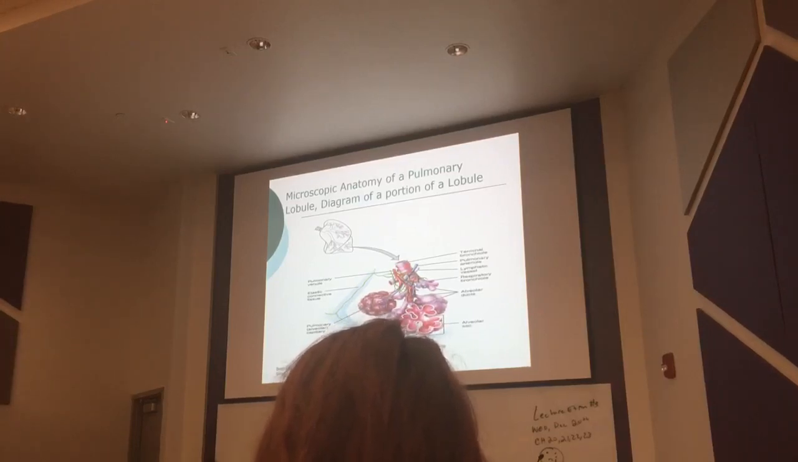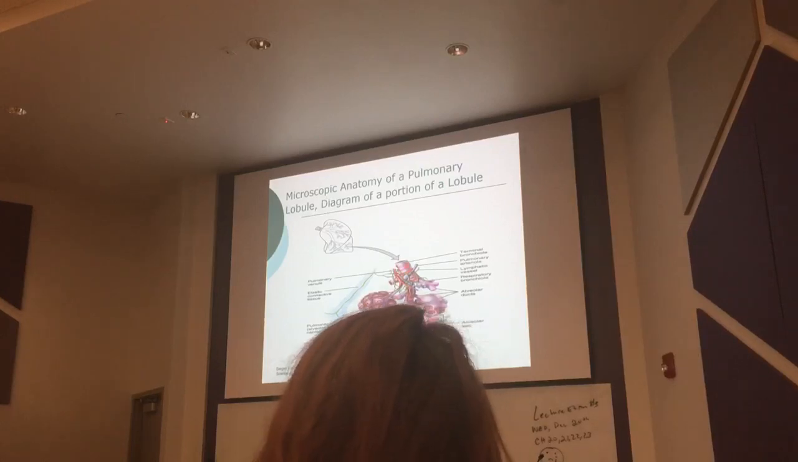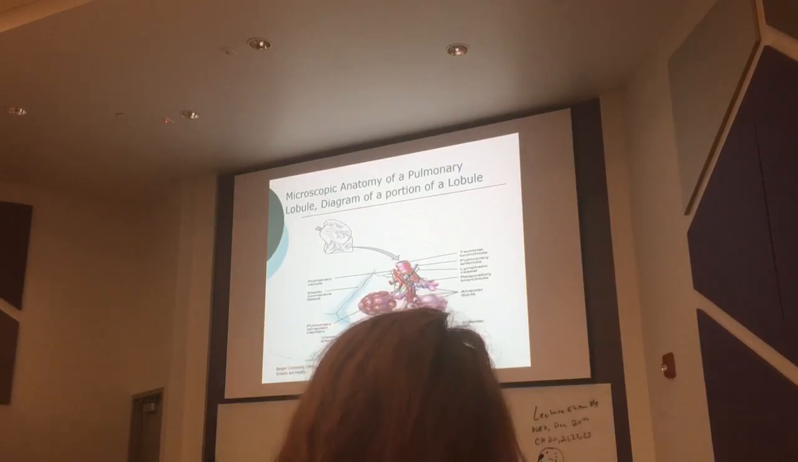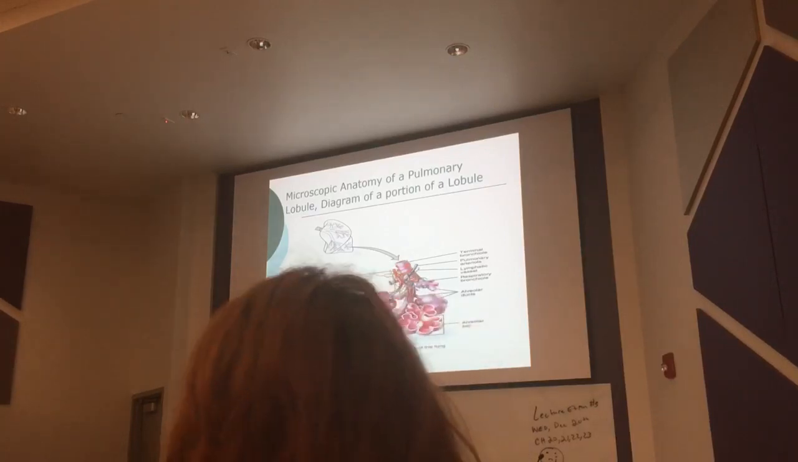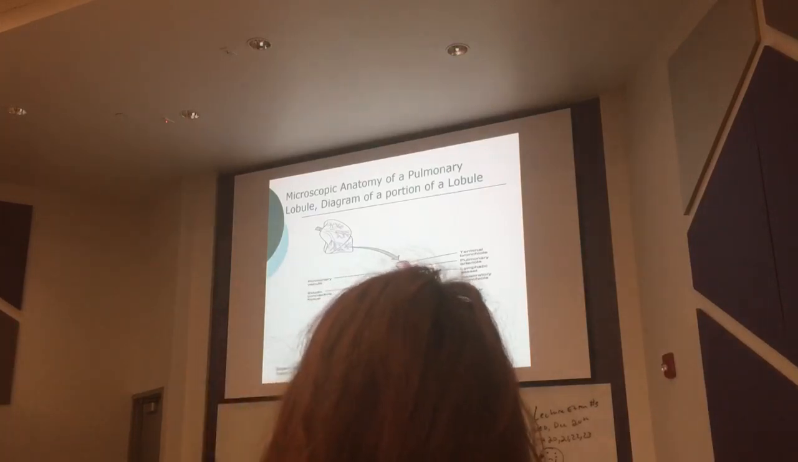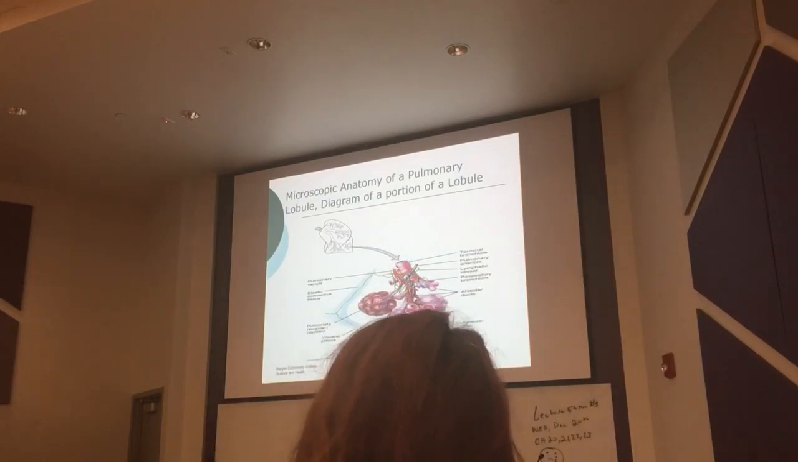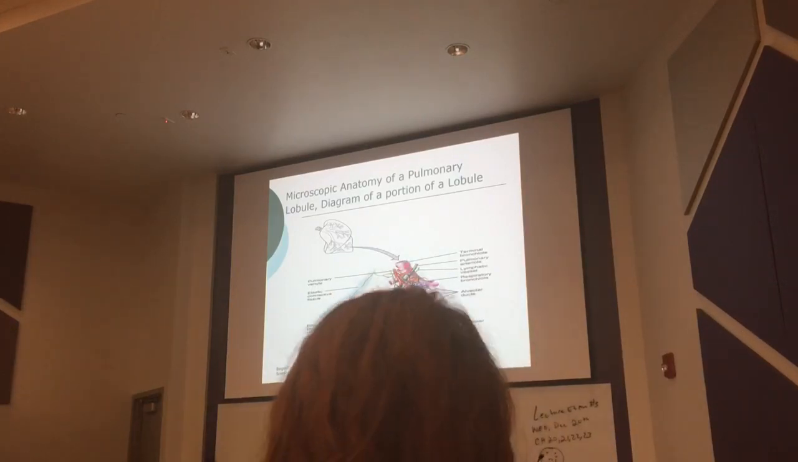So coming from the heart, you have deoxygenated blood. It's going to be the right and left pulmonary arteries going away from the heart to the lungs. Then it goes to pulmonary arterioles and into pulmonary capillaries. The blue means that it's CO2 blood, so CO2 blood comes from the pulmonary arteriole into the capillaries. All the CO2 in those capillaries is going to go into the alveoli.